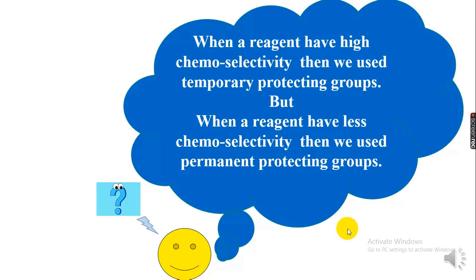So when a reagent has high chemoselectivity, then we use a temporary protecting group. That means our reagent is only reactive with one group, so we can use a temporary protecting group. But when our reagent has less chemoselectivity, meaning it can react with more than one functional group, then we have to use a permanent protecting group.